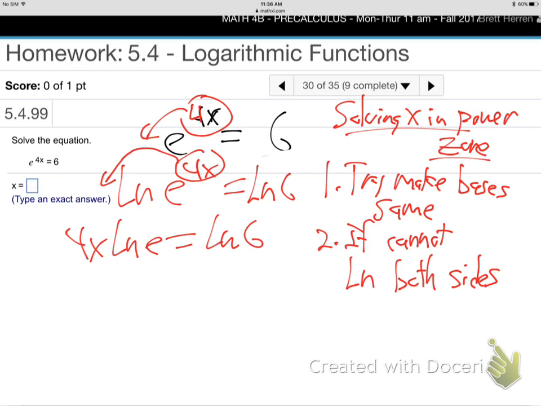So let's just get on that one track. I think it'll be easier for y'all. So that 4x just comes down. You see, that's a special quality we haven't seen before. It's in 5.5. We'll do a bunch of it, but there it is. Powers come down to the front.